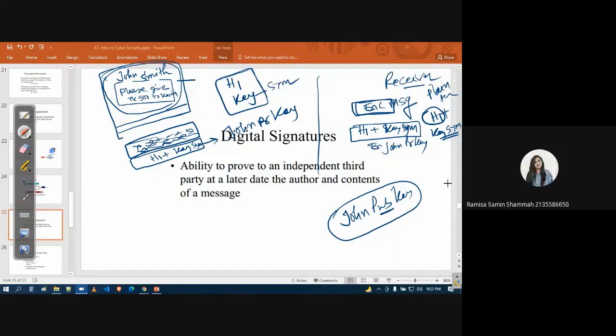Any question? No, sir. There are some more steps here, I just explained it to you in a simplified manner.